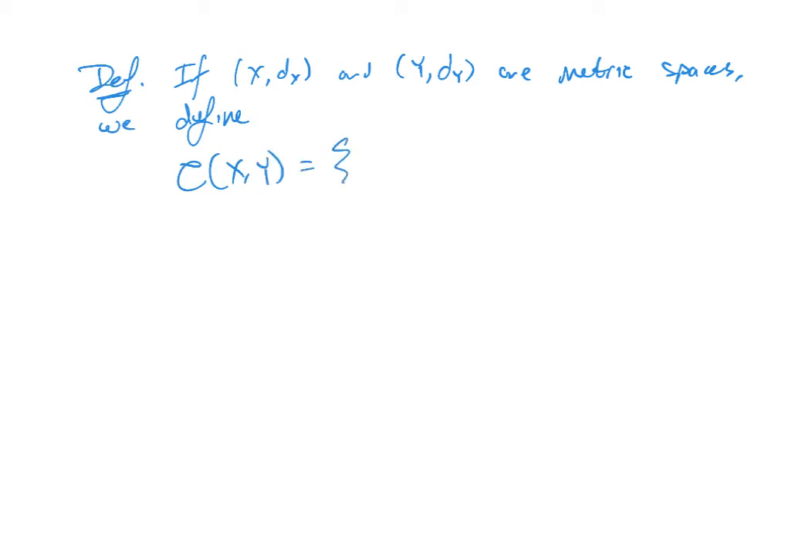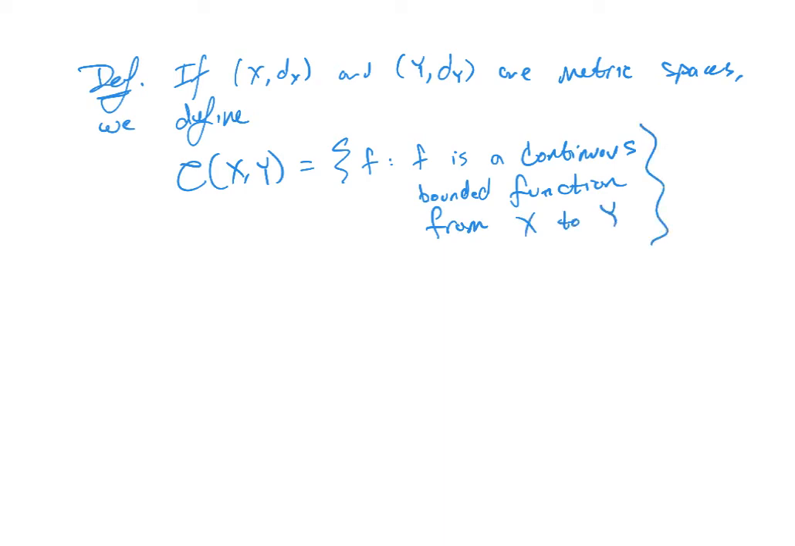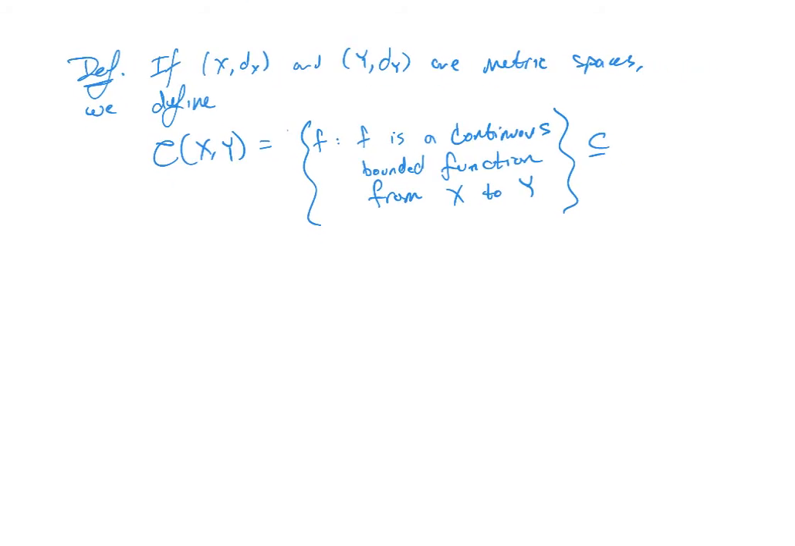So I will write this as C of X,Y. This is a continuous bounded function from X to Y. And of course, this is a subset of our bounded functions. Okay.